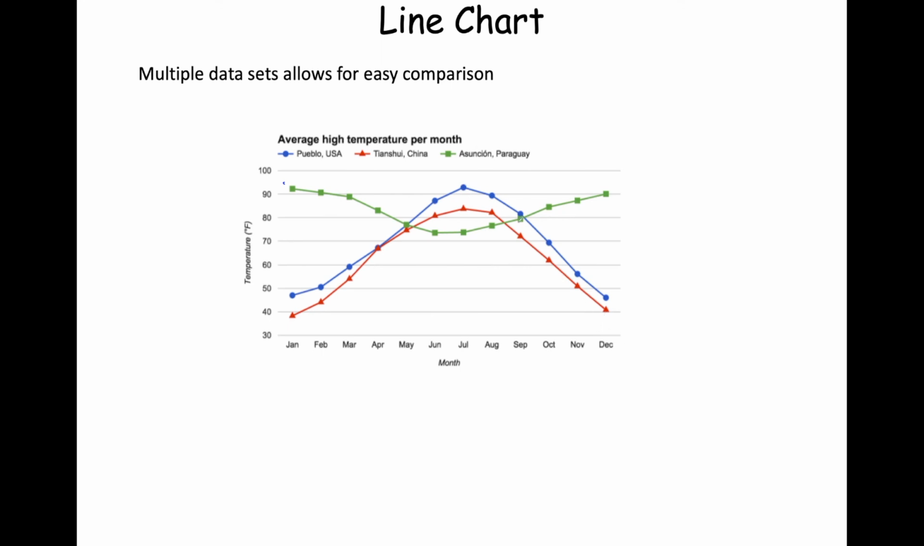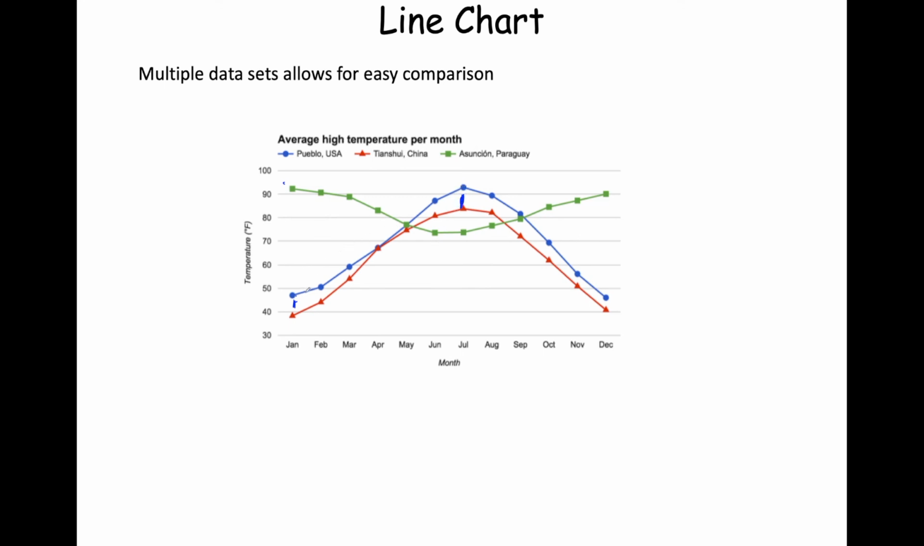So if you think about it, well, Paraguay is south of the equator, and when you are south of the equator, your seasons are reversed. Our summer is their winter, and vice versa. So when it's summer in Asuncion, it's winter both in Pueblo and Tianshui. Moreover, the difference in temperature between Tianshui and Pueblo, many times it's not that much, but it doesn't get greater than about 9 or 8 degrees difference.